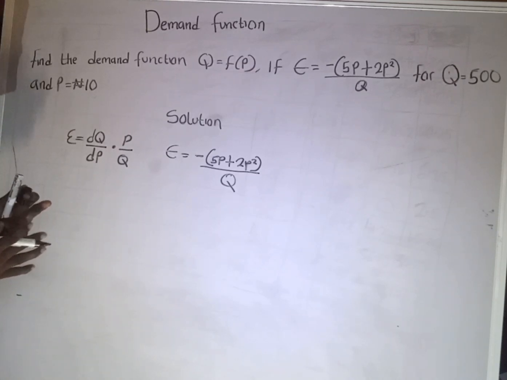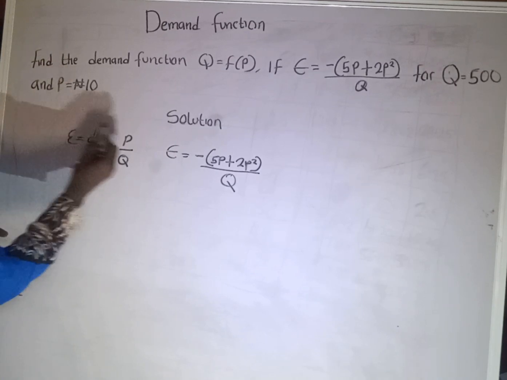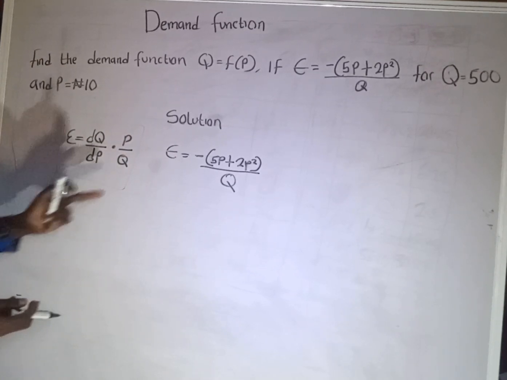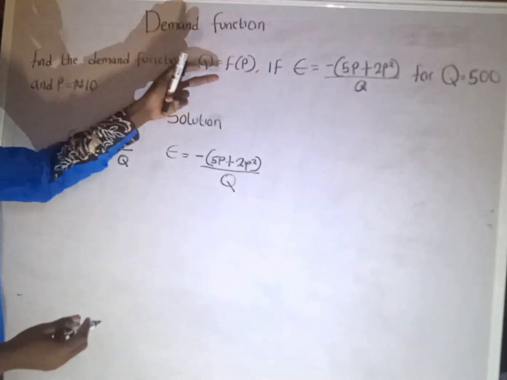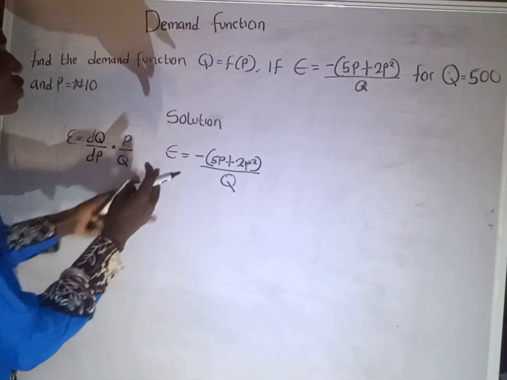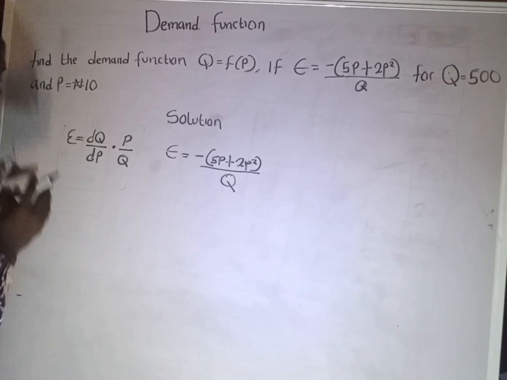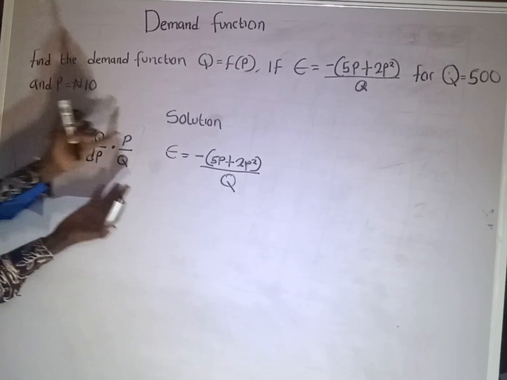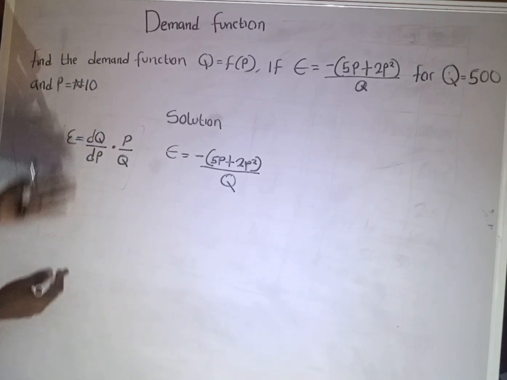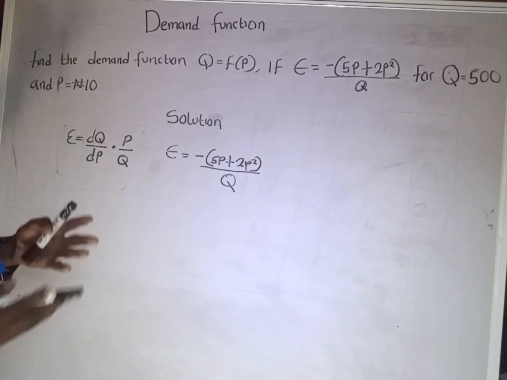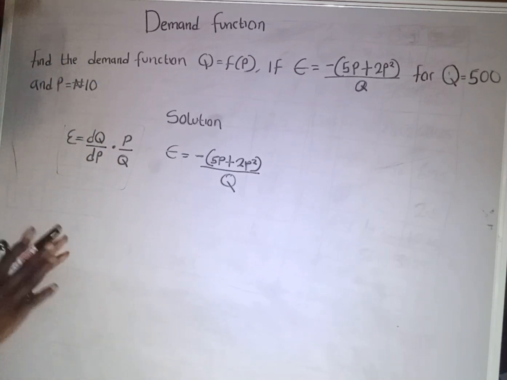In economics, the formula for elasticity is given by this, and they gave me that the elasticity of the demand function that I'm told to find is this. Now, the next thing I'm going to be doing is to equate this to this. When I equate this to this, then I will solve for my q. Then I can proceed to substitute the value of p and q to get my demand function. Don't worry, I'm going to be solving it step by step.